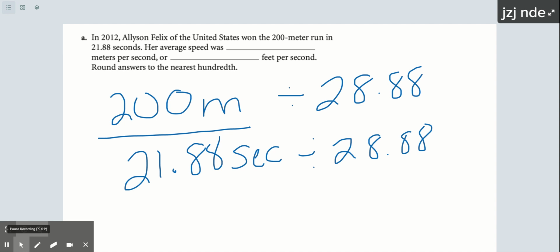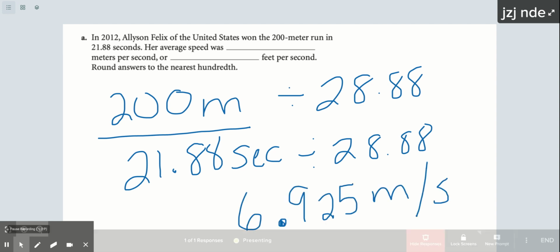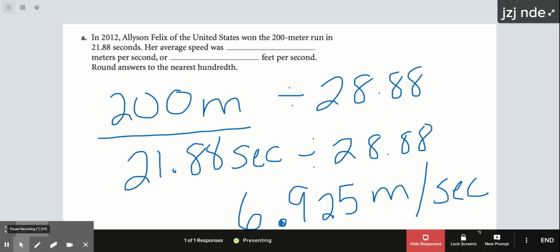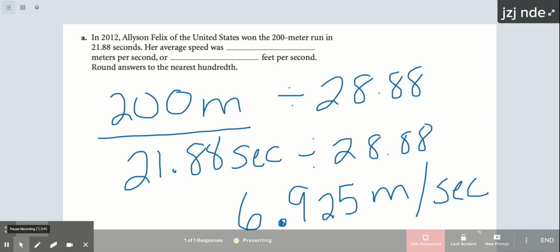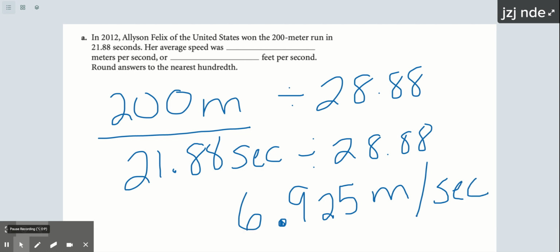So we can just use a calculator to do that. Okay, and after putting it into the calculator, I get 6.925 meters per second, and I just rounded there so that people could see it was the same as theirs.